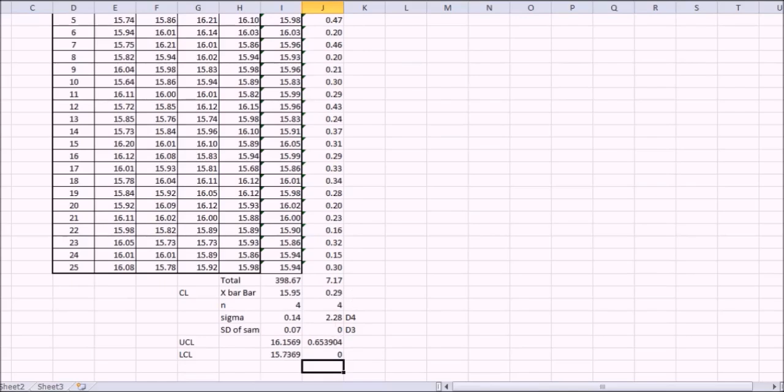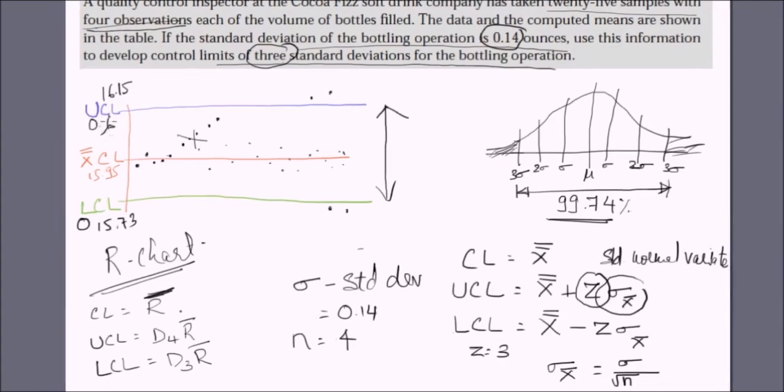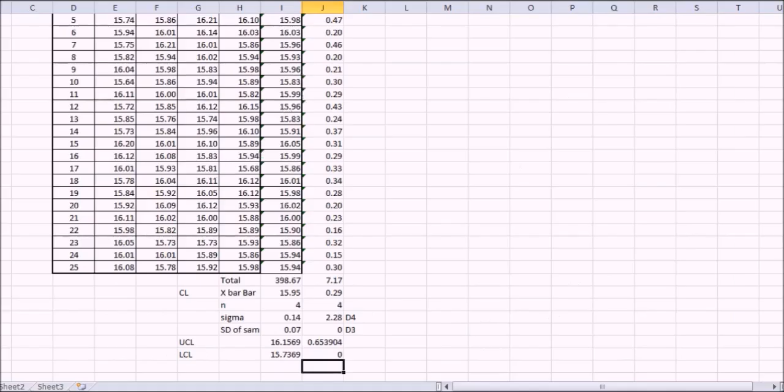Again we can draw a graph in a similar way. We will have the lower specification limit here at 0. The upper specification limit will be at 0.65, and the central line will be at 0.29, and again this time we will be plotting the values of R bar which we have here in the last column.